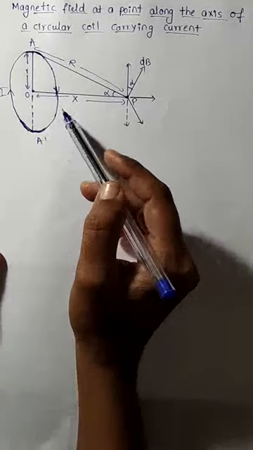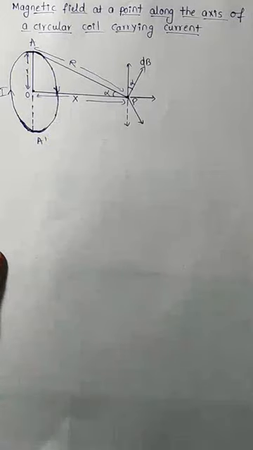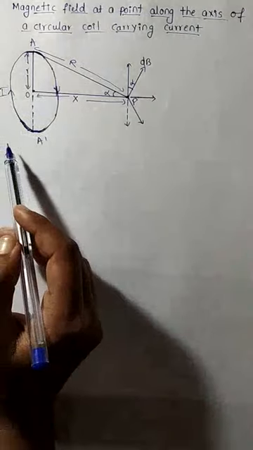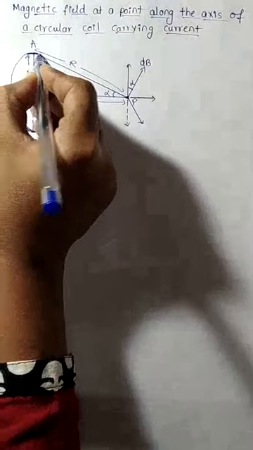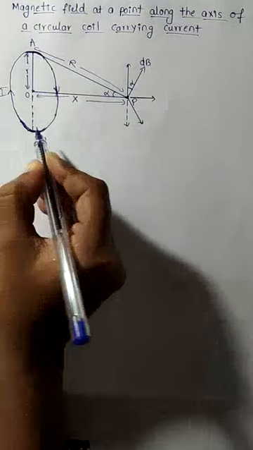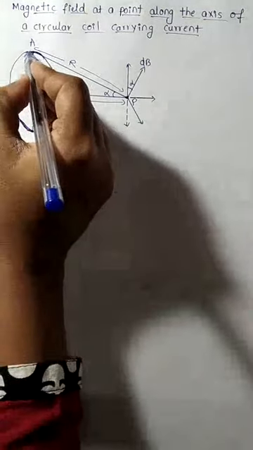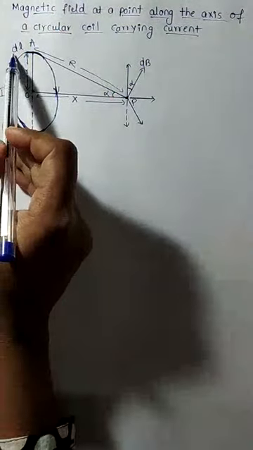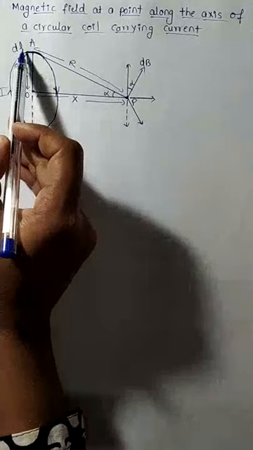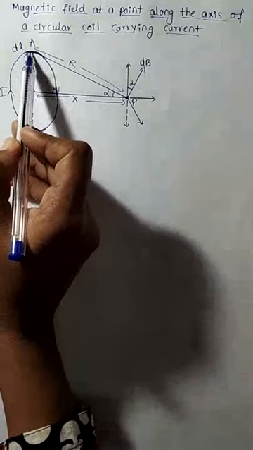For this, if you want to apply the Biot-Savart law, as you know, Biot-Savart law applies to find the magnetic field due to a current carrying element. So one current carrying element we should choose out of this entire circular coil. I have chosen two current carrying elements, one is A and another one is A dash. These are the two current carrying elements, and this length we take as dl. Both have the same length, dl, which is the length of this small current element.